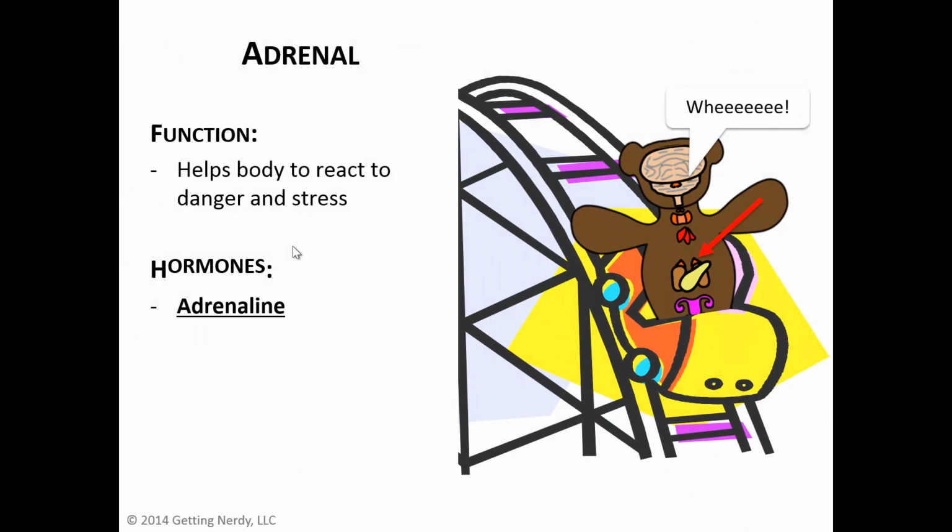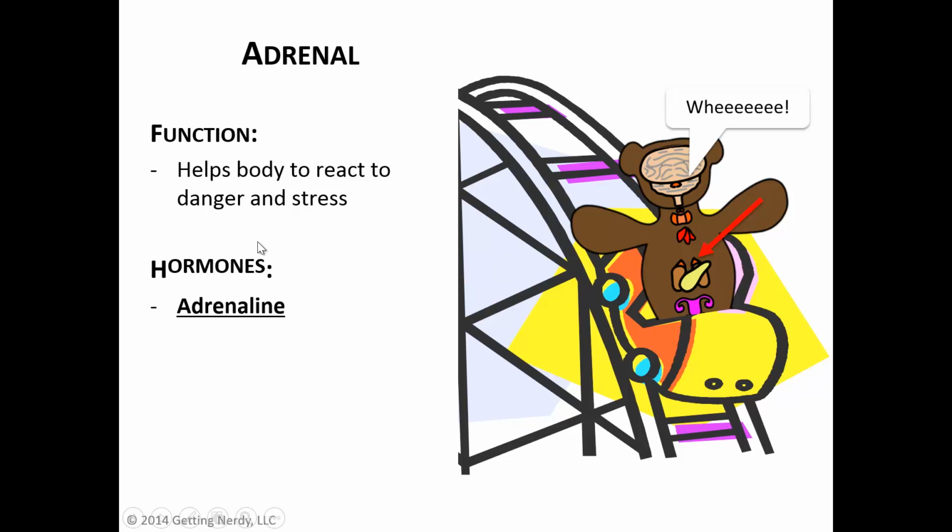Next is the adrenal gland. The adrenal gland, it's the small ones that are found right here, and it's about midway through your body in your stomach area, and it helps your body to react to danger and stress. The adrenal gland produces a hormone called adrenaline.